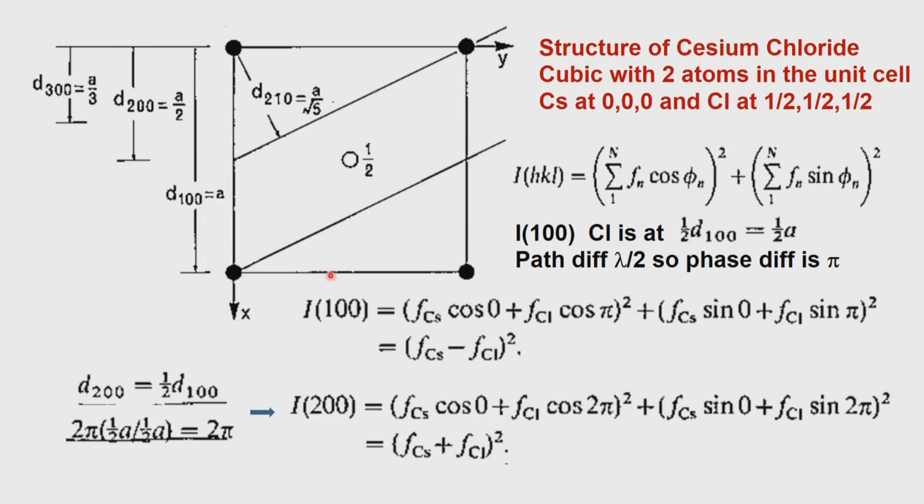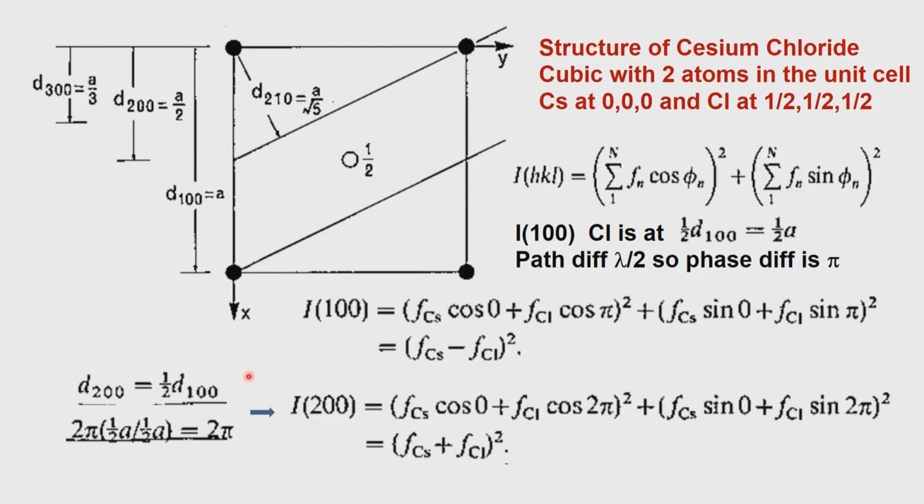So, what is happening here is that the d 100 represents a plane which is passing through this cesium atom. Similarly, d 200, which is A by 2, passes through the cesium atom and the chlorine atom. Now, the cesium atom is removed, there is no cesium atom associated with 200, but what is the contribution to the intensity? This is very interesting. The cesium atom is at 000. As you know, any atom at 000 will always contribute with a phase change of 0 degrees. That is because the path length is 0 and the phase difference is 0.